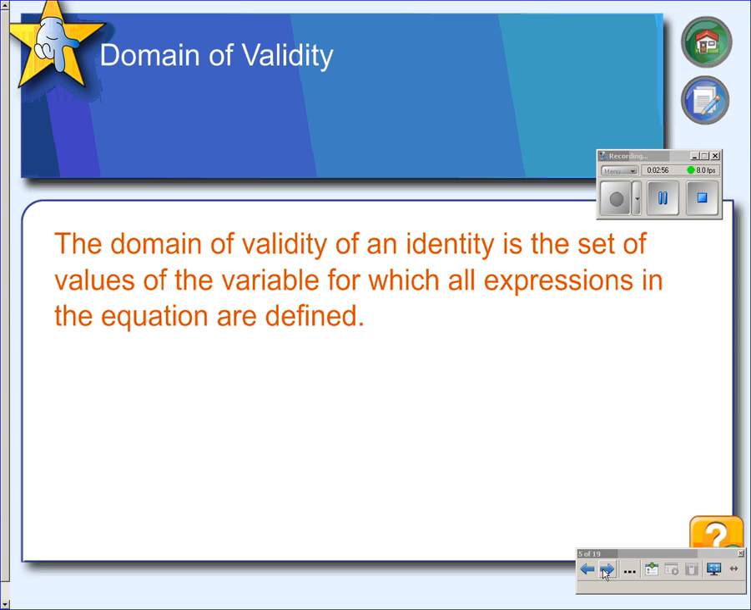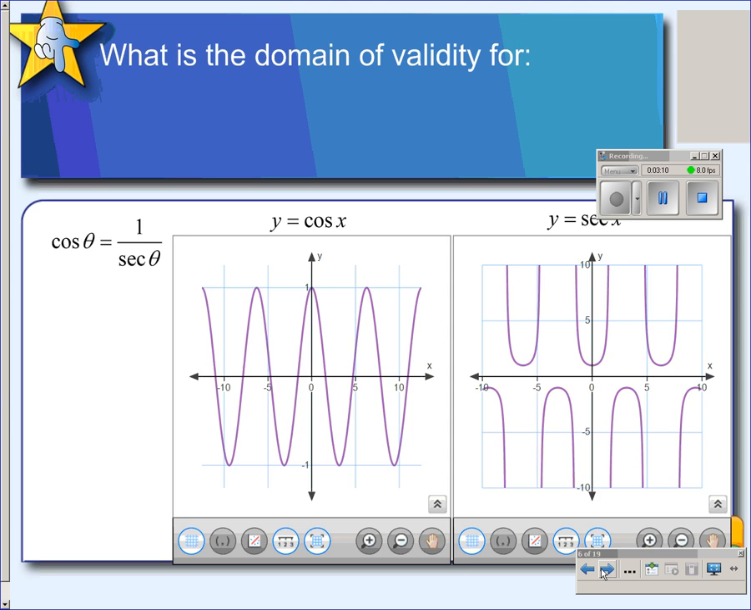Next, we need to define the domain of validity. The domain of validity of an identity is the set of values of the variable for which all expressions in the equation are defined. So let's get an example. In our first basic identity, we have cosine theta equals 1 over secant theta. So the domain to the cosine function, which is graphed here, is all real numbers. As you recall, domain is all possible x values, and as you go across this function, there are no breaks in the curve. It's defined everywhere.